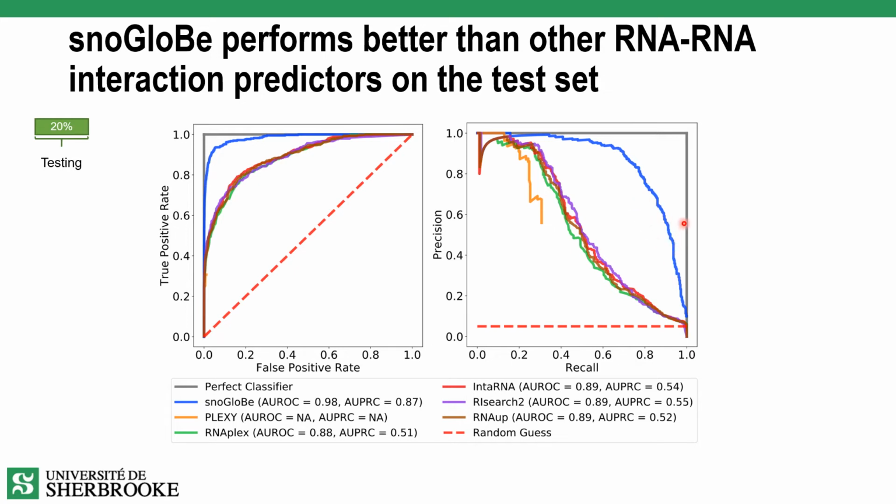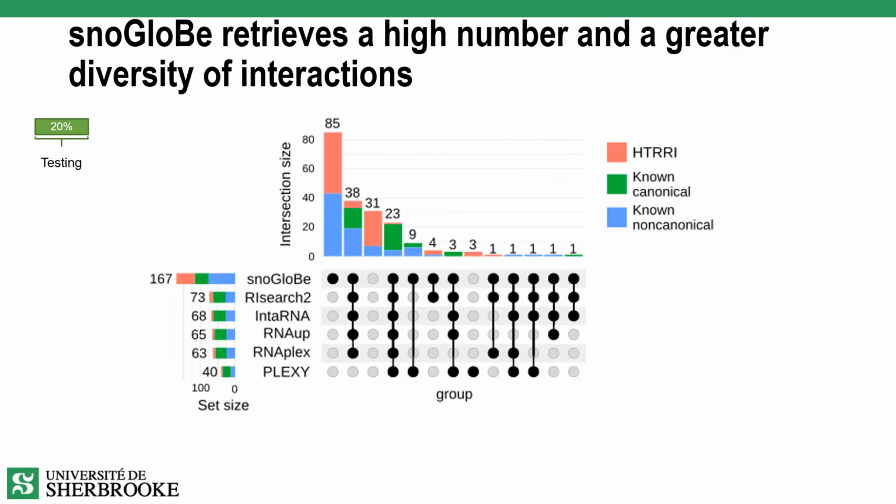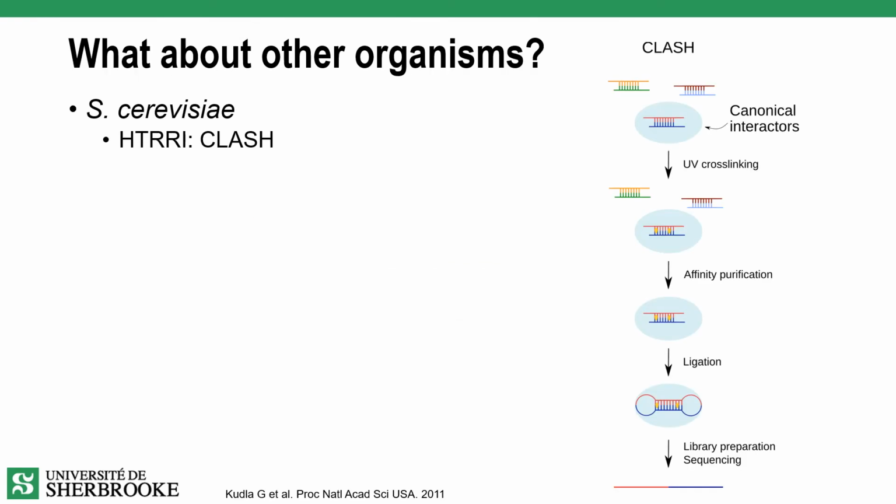To further compare the tools on a similar basis, we used thresholds to obtain 90% precision with each tool. Comparing each tool with these thresholds, we can see that snoGloBe retrieves the higher number of snoRNA interactions, but also the higher number of each category, which are the high-throughput interactions, the validated canonical interactions, and the validated non-canonical interactions. We can also see that snoGloBe is the only one to retrieve most of the high-throughput RNA-RNA interactions and the validated non-canonical interactions.